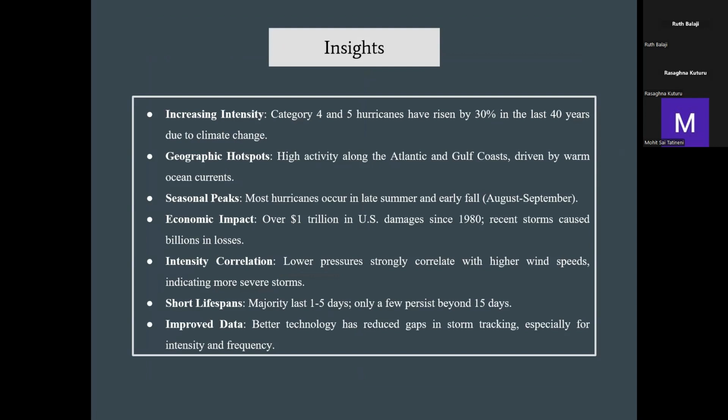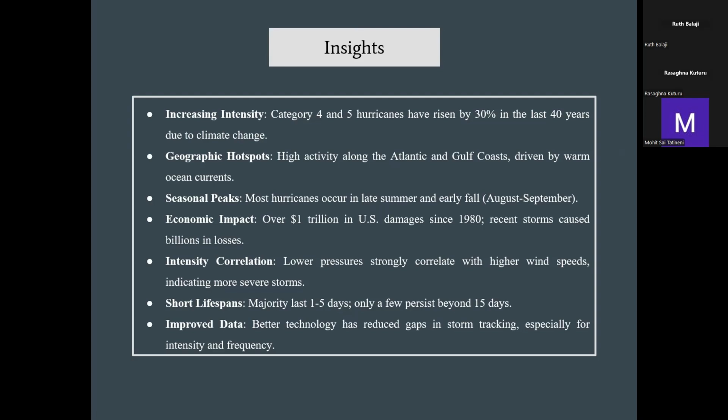Some of the insights we got from our project are a 30% increase in category 4 and 5 hurricanes over the past 40 years due to climate change, high activity along the Atlantic and Gulf coast with peak occurrences in late summer, and economic damages exceeding $1 trillion since 1980. These findings highlight the urgency of understanding hurricane dynamics, aligning with our aim to provide actionable knowledge for preparedness.